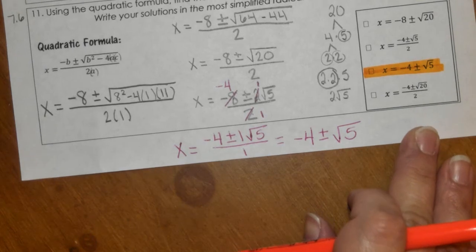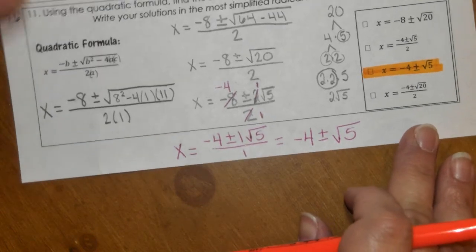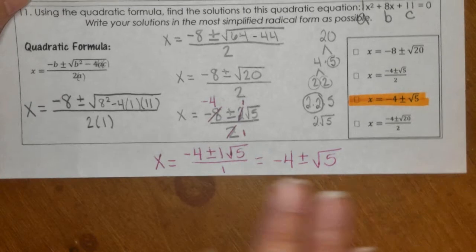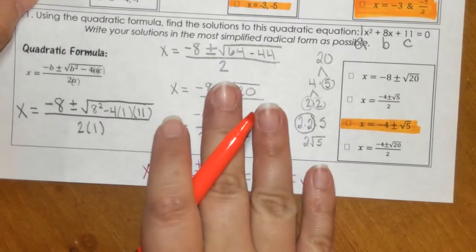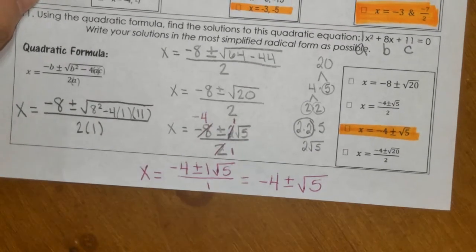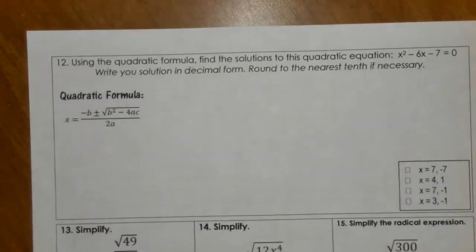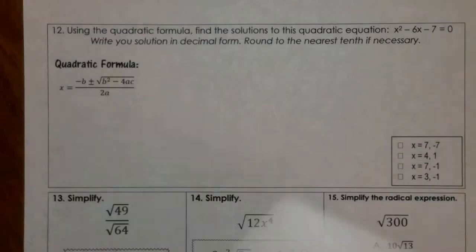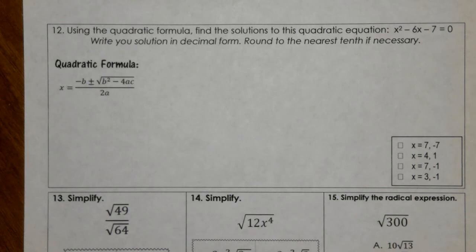We do have one more problem like this in number 12, but it comes out really nicely. So you have one where you have to apply simplifying the radical. And then here we're going to have one that is just much nicer. Okay.